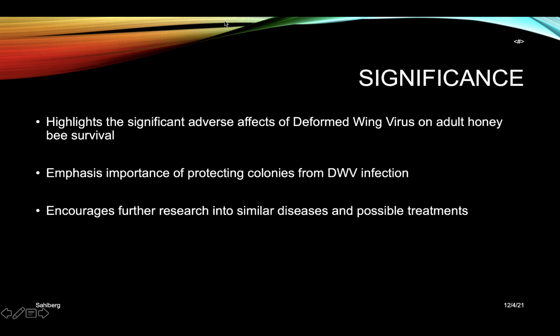This research emphasizes the significant adverse effects of deformed wing virus on adult honeybees, particularly in Apis mellifera. This research shows the dangers of DWV and the role it plays in decreasing the survivability of adult honeybees. Furthermore, it emphasized the importance of beekeepers protecting colonies from DWV infection, or else it could result in colony collapse. Finally, the research encourages additional research on viruses similar to DWV and possible therapeutic treatments that could be used to treat this virus.